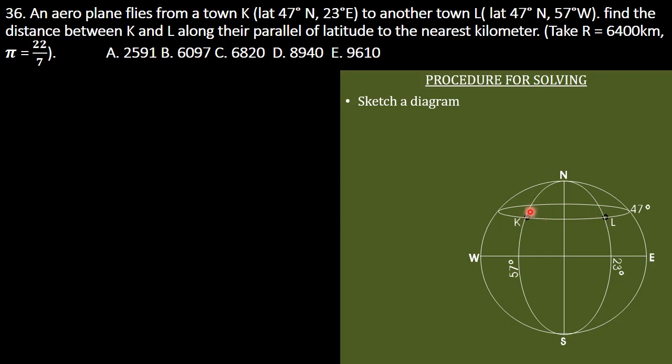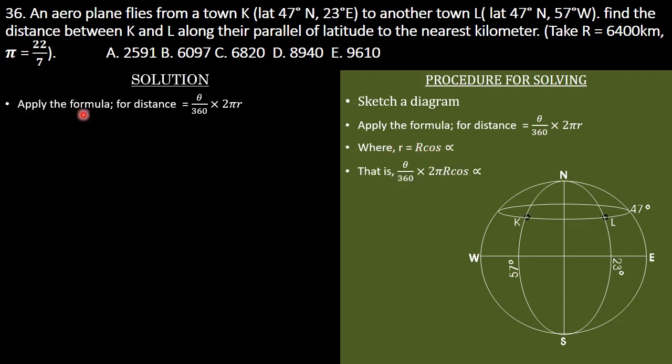They now say we have to find the distance between K and L along their parallel of latitude to the nearest kilometer. Then we apply the formula for distance equals to theta over 360 degree multiplied by 2 pi small r, where small r is equals to big R cos alpha. Let's check the solution. Let's apply the formula for distance. Here is the formula. That is theta over 360 degree multiplied by 2 pi big R cos alpha.